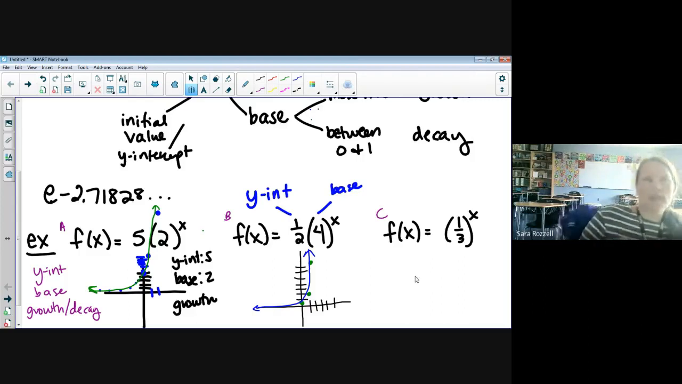All right, on part C, let's see what you guys put down for your y-intercept, your base, and if it's a growth or a decay.